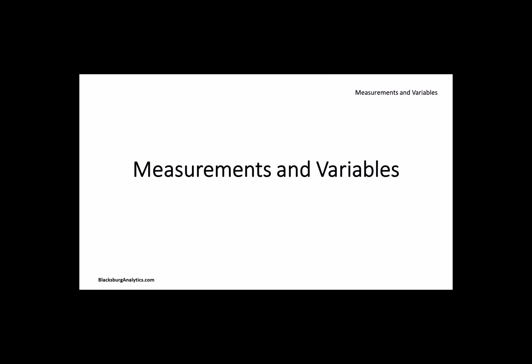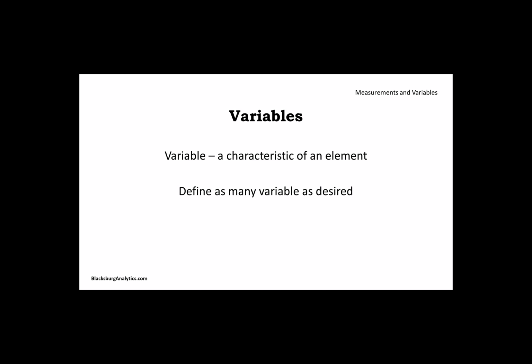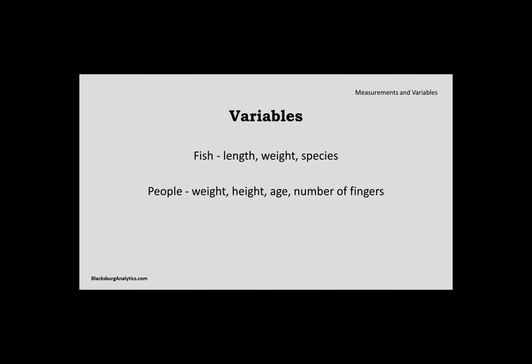On each population and sample element, we can define variables. A variable is a characteristic of an element. We can define as many variables on an element as we want, depending on what we want to know. Possible variables on a fish are species, length, weight, number of parasites, or anything else you might want to know about a fish. Weight, height, age, and number of fingers are possible variables for a person.